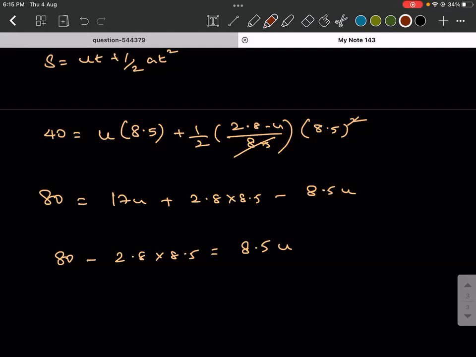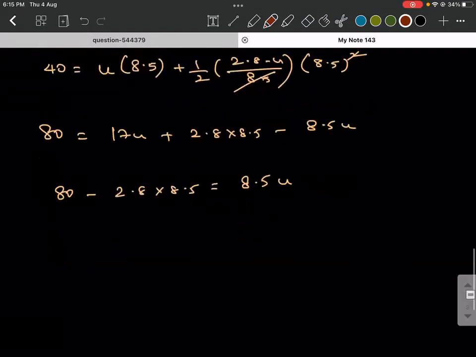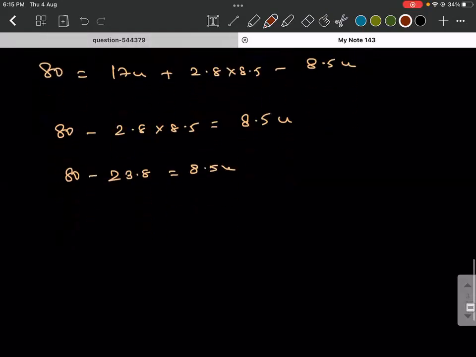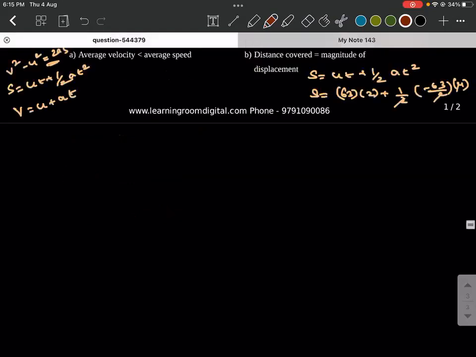How much? So 80 minus, how much is 2.8 into 8.5? Do it fast. 23.8. So 80 minus 23.8, 56.2, is equal to 8.5U.